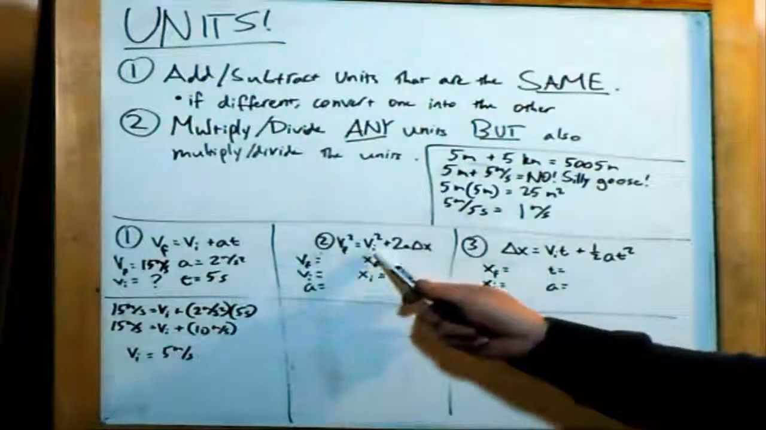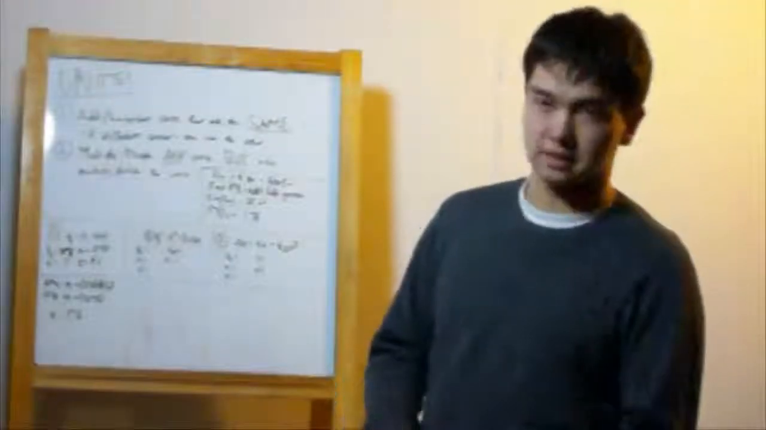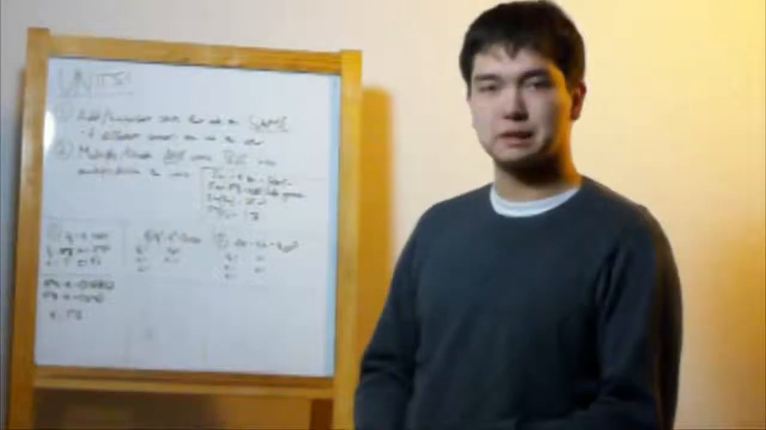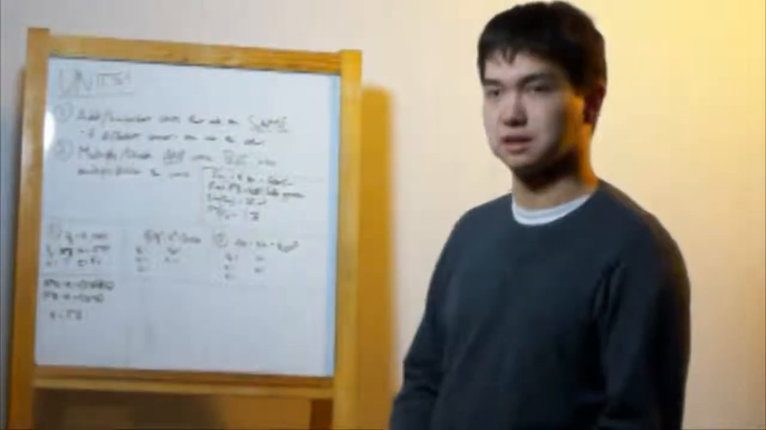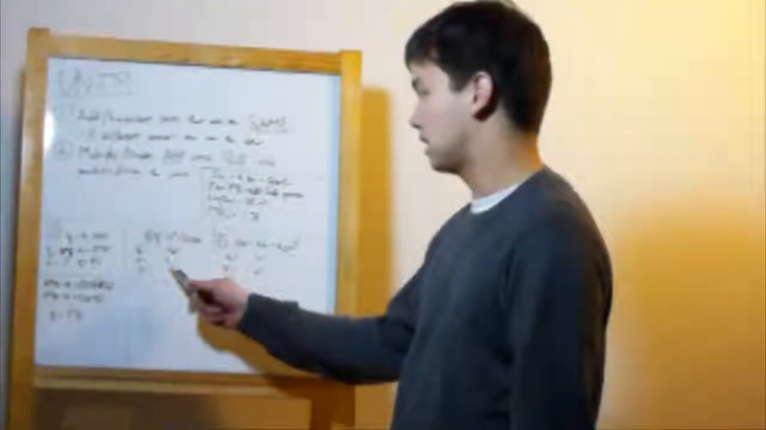Final velocity squared equals initial velocity squared plus 2 times acceleration times displacement, or delta x. Recall that displacement can be expanded out to final position minus initial position. And in writing out the variables, I've certainly done that, putting in final position and initial position.